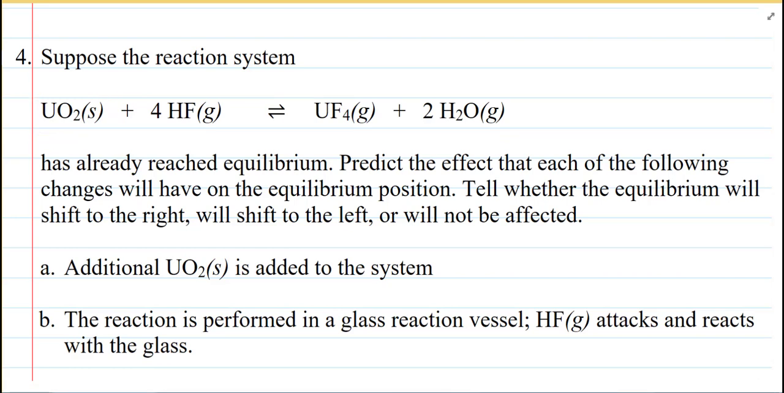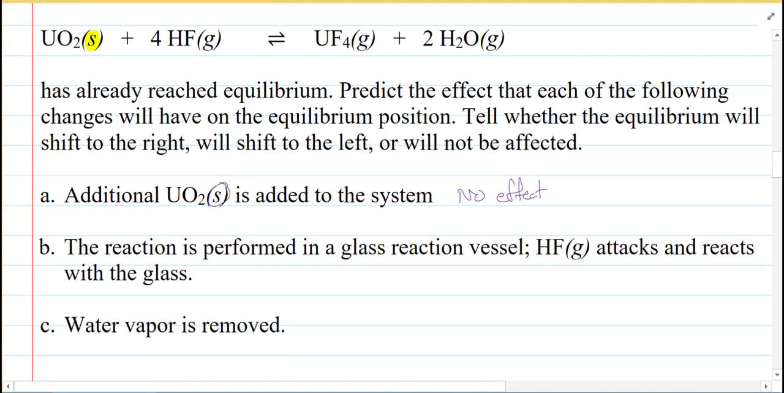Well, adding a reactant, won't it shift to products? Ooh, I don't know. It's a solid. Since UO2 is a solid, there is no effect. As long as the solid's there, the equilibrium is reached. There's no effect, no change if I just add more solid. Now, if the solid disappears, then there will be an effect. But if you have 1 gram or 10 grams or 100 grams, it doesn't really matter.